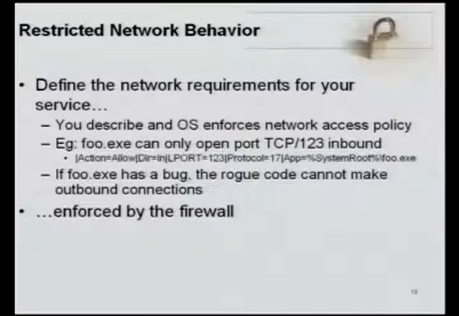Another thing we wanted to do is take services and really try to confine them down to their expected behavior. One of the ways that we did this was by putting network restrictions in. So if you have a service and the only thing you do is listen inbound on port 123, you can describe that and implement it, and it will be enforced by the firewall. And so if that process is compromised, that process won't be able to make outbound connections.